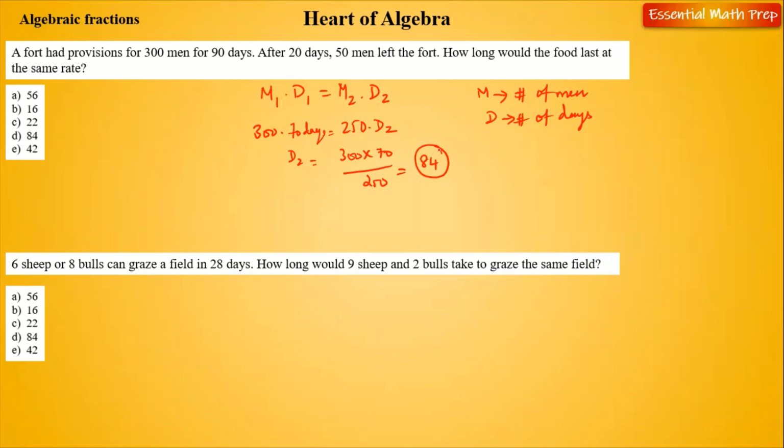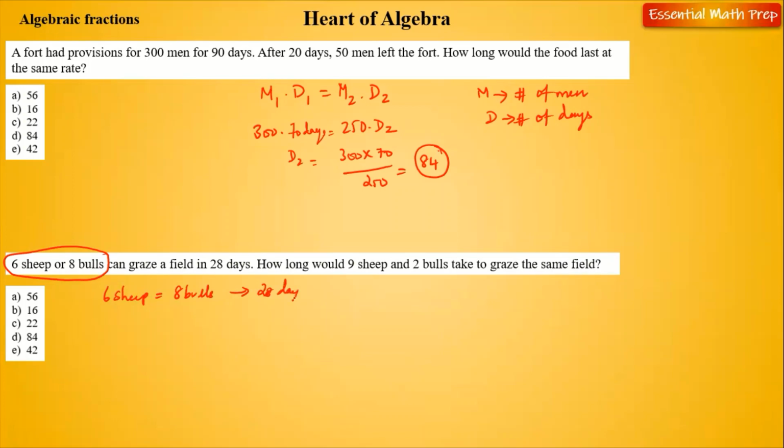Okay, this sort of formula can be extended to more than 2 variables. That is, you can have 3 variables equated to 3 variables. We'll see some more problems on that concept. So we have 6 sheep or 8 bulls that can graze a field in 28 days. How long would 9 sheep and 2 bulls take to graze the same field? The key here is this equating of values. We can see 6 sheep equals 8 bulls. They both take 28 days.